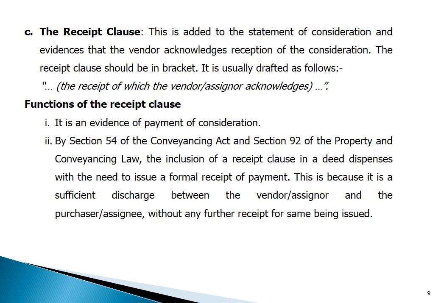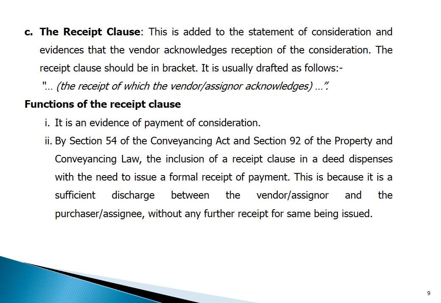C. The receipt clause. This is added to the statement of consideration and evidences that the vendor acknowledges reception of the consideration. The receipt clause should be in brackets. It is usually drafted as follows: the receipt of which the vendor assignor acknowledges. Functions of the receipt clause: 1. It is evidence of payment of consideration.